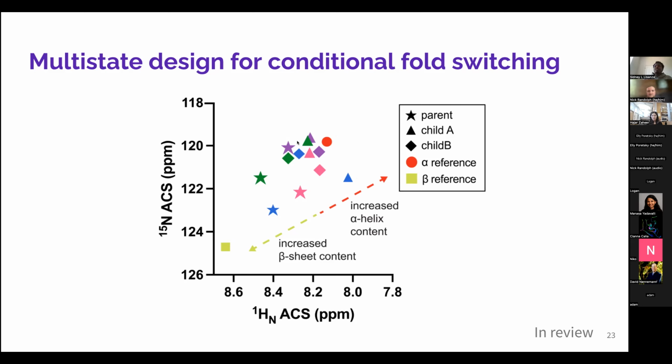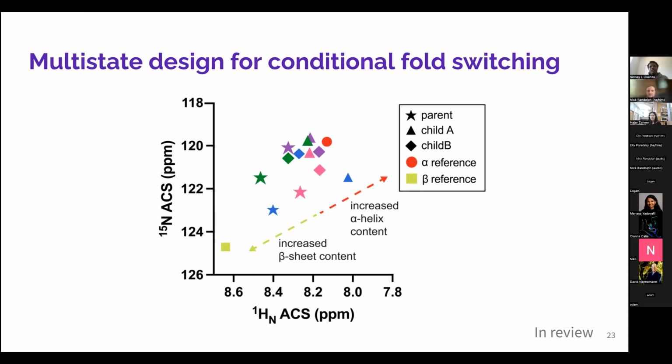If we only pay attention to the family shown in green here, we see that the parent is more shifted towards the left, indicating that it has more beta content. If we look at the children, they're shifted more towards the right, indicating that they have higher helical content. So these results in conjunction tell us that we were able to design multi-state proteins, in which the parent has a distinct fold from the children, which is really exciting to see.